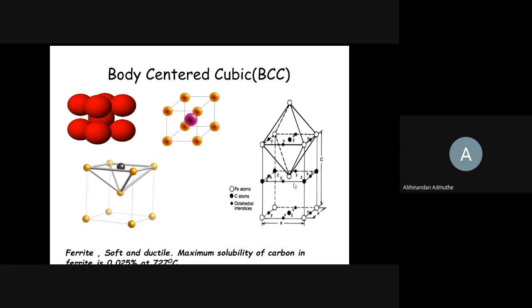As you can see here, these spheres are Fe atoms and these are carbon atoms. You can see here the carbon atom. This is the position of the carbon atom present in a body-centered cubic structure, and these are all octahedral sites, whereas this site is a tetrahedral site. So the carbon is present in a tetrahedral site in the case of the body-centered cubic structure. You can see it here also. This is the position of the carbon atom in the body-centered cubic structure.